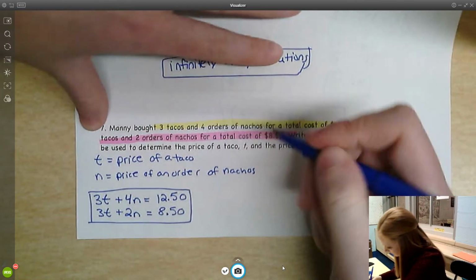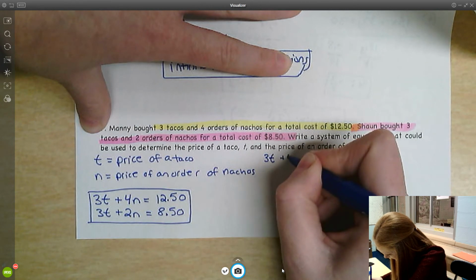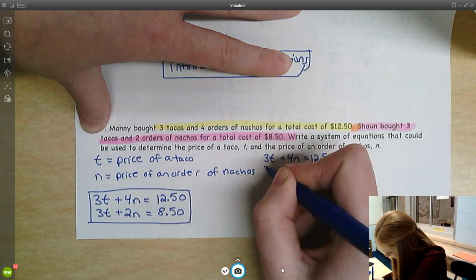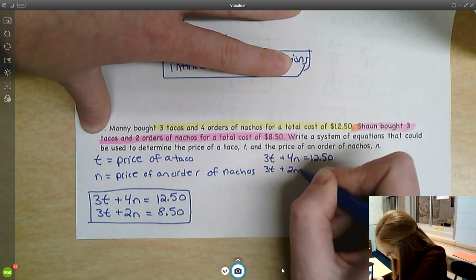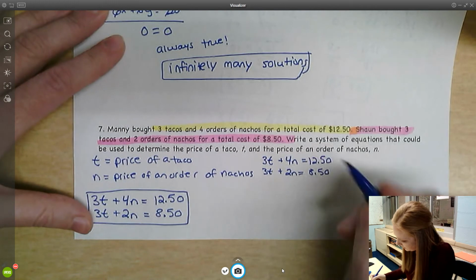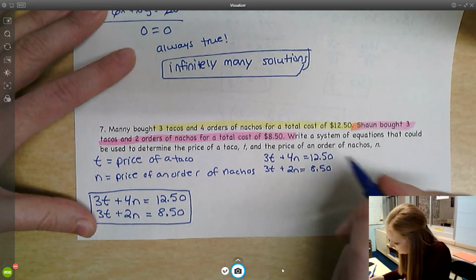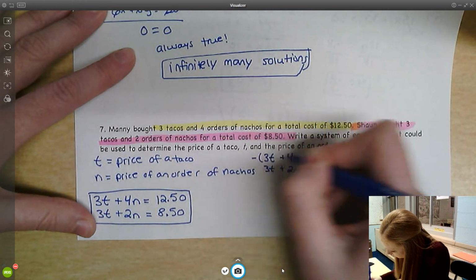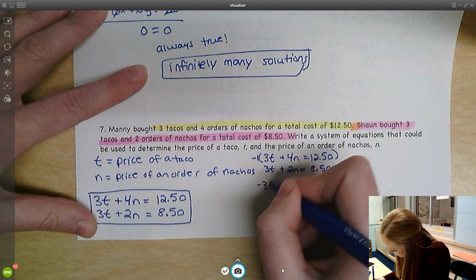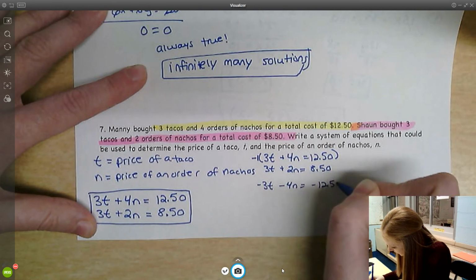I'm going to rewrite it over here to solve it. 3t plus 4n equals $12.50. 3t plus 2n equals $8.50. Alrighty, we need additive inverses. Our t's are almost ready to cancel out. One just has to be negative. So I'm just going to multiply everything in the first equation by a negative 1. Then we have negative 3t minus 4n equals negative $12.50.